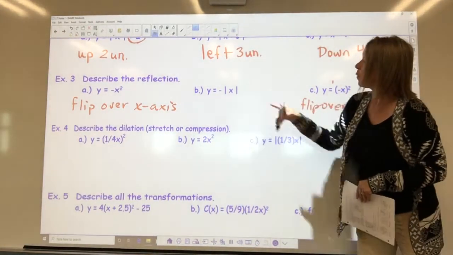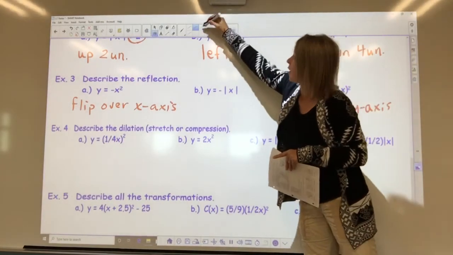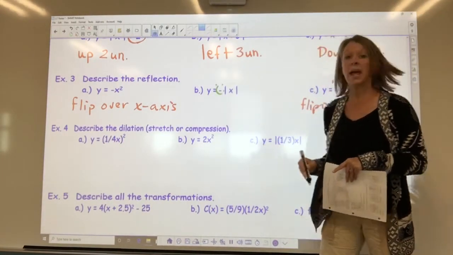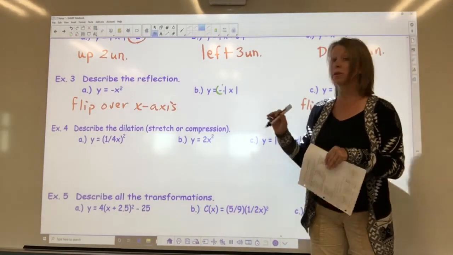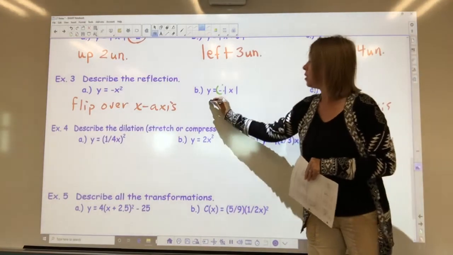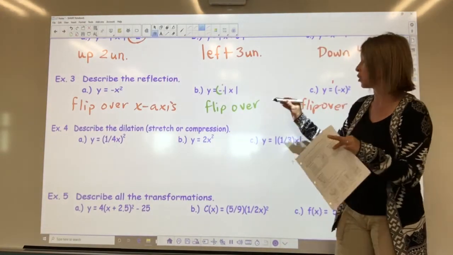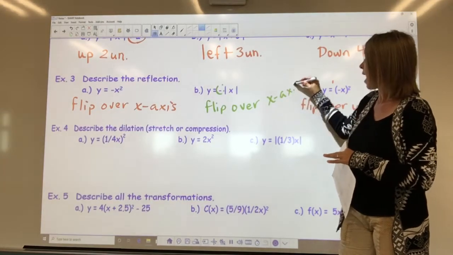Okay? This one is switching to the absolute value as the parent function, so again, you have to ask yourself, where is that -1 being multiplied? Well, it certainly looks like it's sitting on the outside of the parent function. So we would say that this is going to be a flip, or you could use the word reflection, over the x-axis.